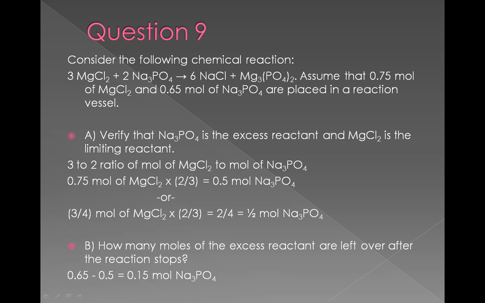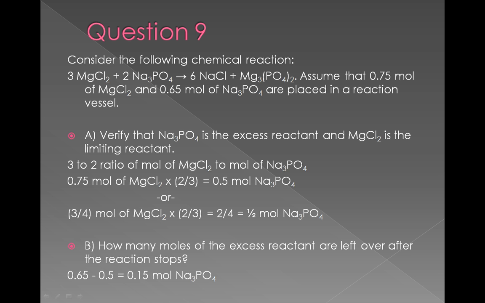Since there's a 3:2 ratio of moles of MgCl2 to moles of Na3PO4, what you're going to do now is multiply the 0.75 moles of MgCl2 by 2/3 to give you 0.5 moles of Na3PO4. The reason you're doing this is because you want the moles of MgCl2 to cancel out the moles of MgCl2, so you have the 3 on the bottom as opposed to the top.